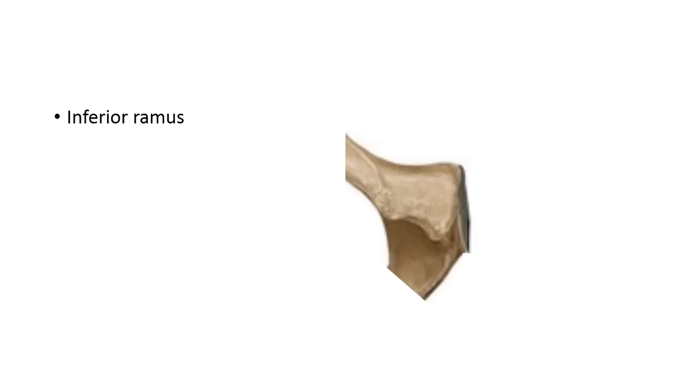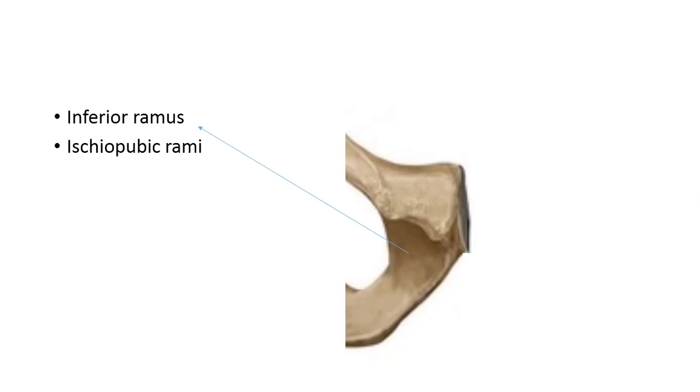Inferior ramus, so the inferior branch from the body is inferior ramus. This is inferior ramus, which joins with the ramus of ischium. This is known as ischiopubic rami. So this is ischiopubic rami, which is formed by union of a ramus of ischium and inferior ramus of body of pubis.